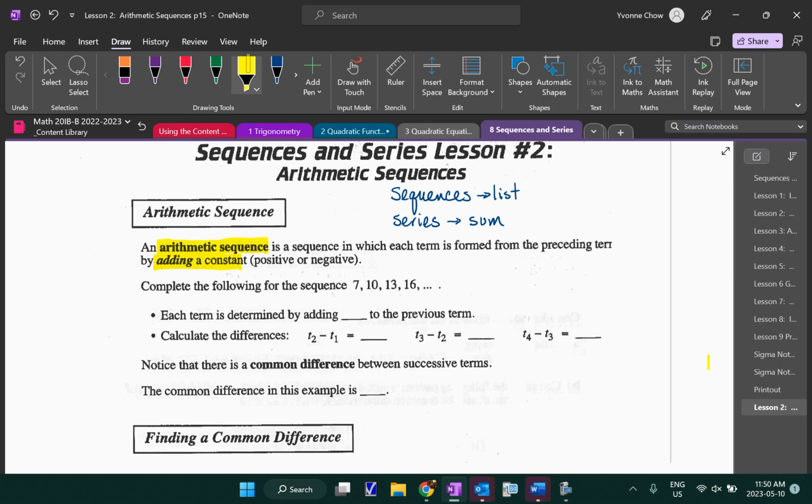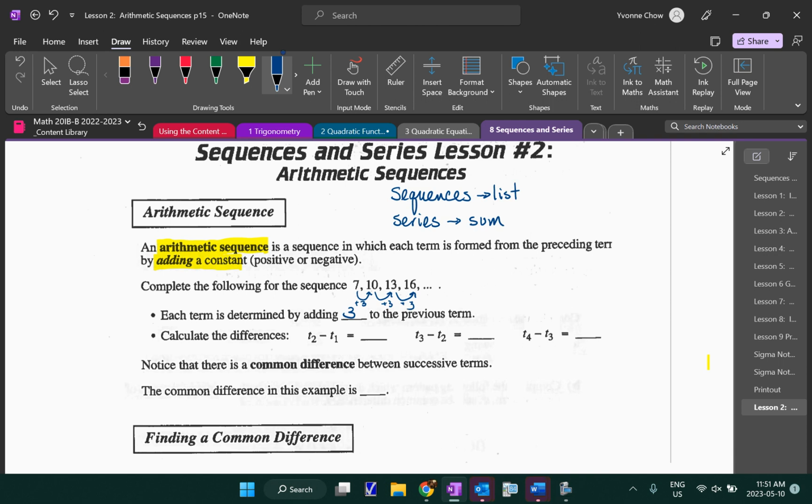If we take a look at the sequence 7, 10, 13, 16, we can see pretty clearly that we can find the next term by adding 3 to it. So adding 3, that's where we fill in that blank. And so we calculate the differences. This notation using a subscript, we would call term 2 minus term 1.